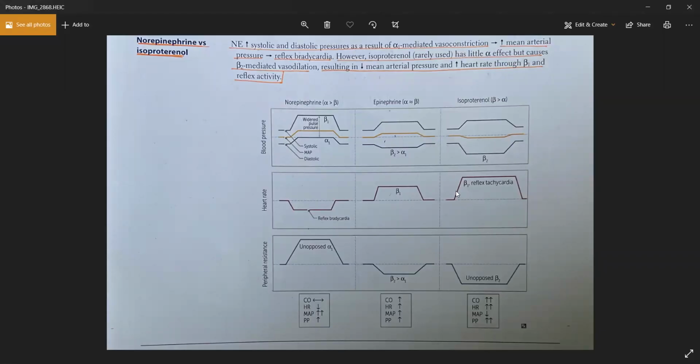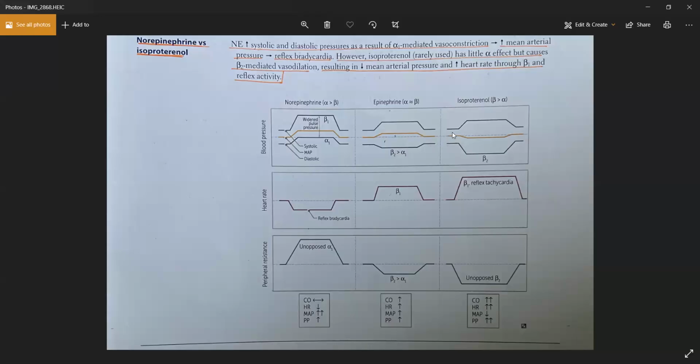Because of the beta 1 stimulation as well as reflex tachycardia, you will get a very large increase in the heart rate. You can see that. And because isoproterenol does not have the alpha 1 effect, you will get the unopposed beta 2 effect, so very low peripheral resistance. Cardiac output is very much increased, both because of reflex tachycardia and the beta 1 effect. The mean arterial pressure is decreased and the pulse pressure becomes so much widened.